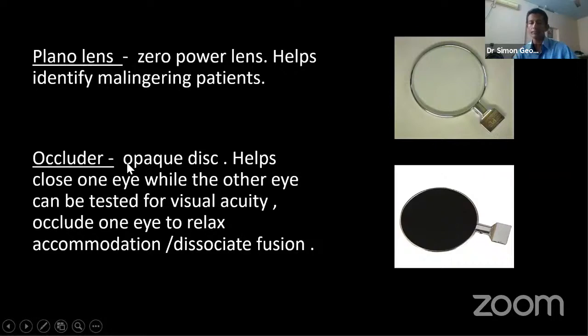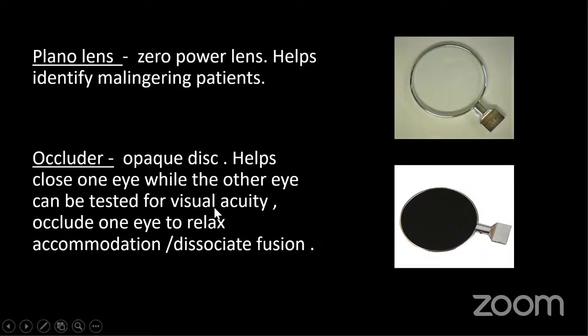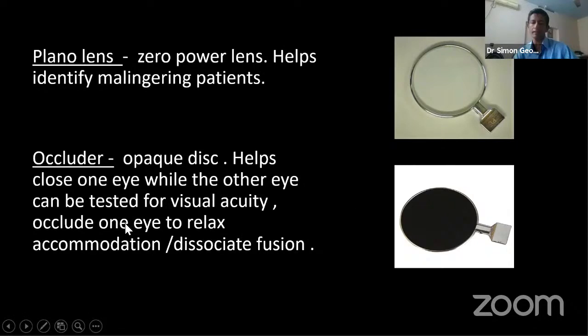Now, what is an occluder? An occluder is an opaque disc, and it will help you to close one eye while the other eye is being tested. It will also help the eye which is closed, the accommodation becomes relaxed, and you can also dissociate fusion when you put an occluder. Now coming to the pinhole, this is sometimes asked in your viva during the examination.